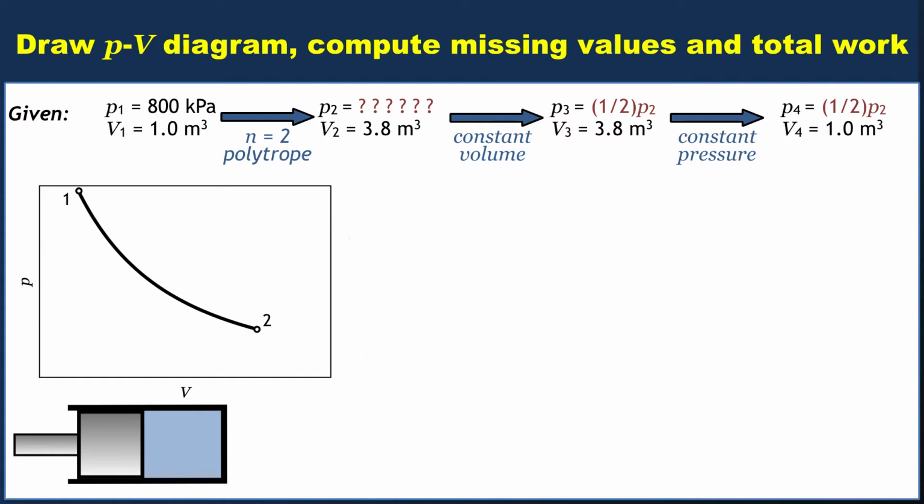What about the next step? Well, this one should be fairly easy to draw. It's a constant volume process. On a PV diagram, a constant volume process should be a vertical line. We also know that the pressure drops to 1/2 its value, so if you assume that the bottom of the graph actually is P equals 0, then we expect a vertical line that goes straight down to 0.3.